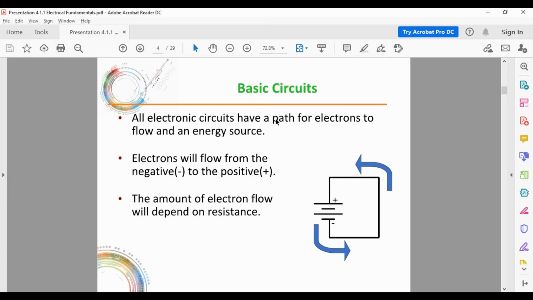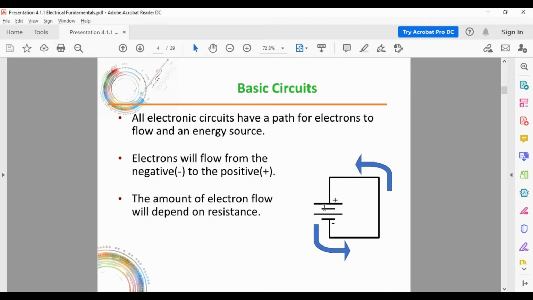All electronic circuits have a path for electrons to flow and an energy source. So I remember being told to think of electricity like water flowing through a river. When we talk about current, think of a river current, because instead of water, think of electrons flowing through, just kind of like a stream. Electrons will flow from the negative to the positive. Electrons have a negative charge.